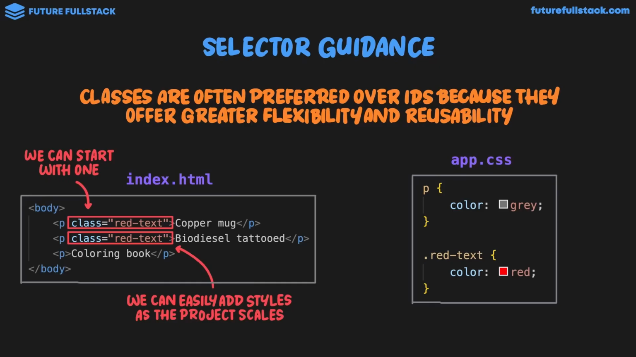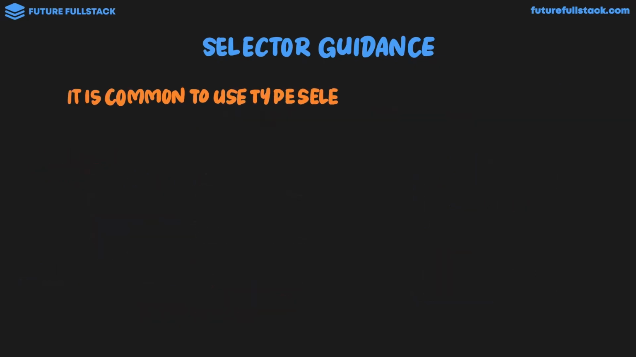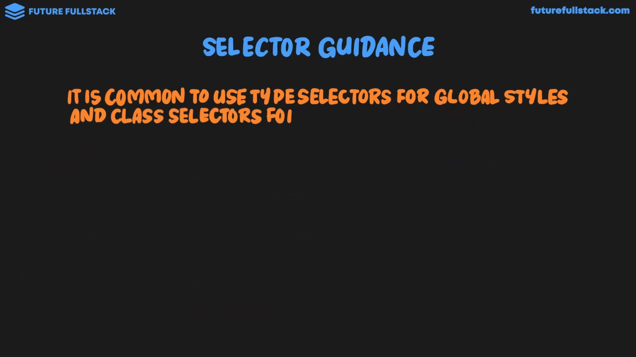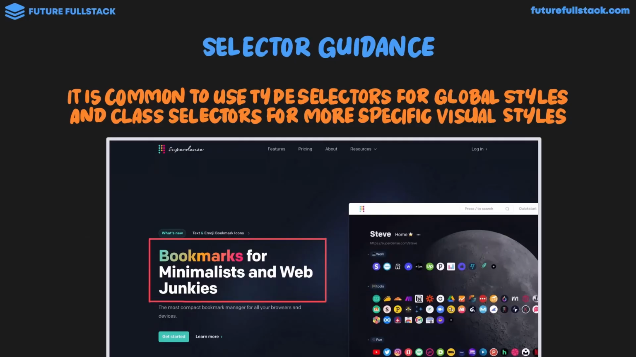Let's now look at the next piece of guidance. It is common to use type selectors for global styles and class selectors for more specific visual styles. Taking a look at this page here, this heading would be styled using the type selector. It's a global style, meaning that all H1s throughout the application would be white, with this font size, etc. Whereas for more specific styles, we would use a class selector. For example, this gradient text here could be using the class gradient. So type selectors are useful for global styles, which are used throughout the application, whereas class selectors are useful for styling specific elements or components.